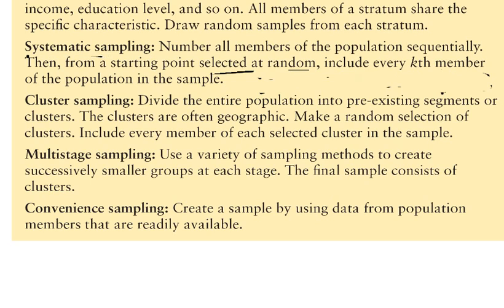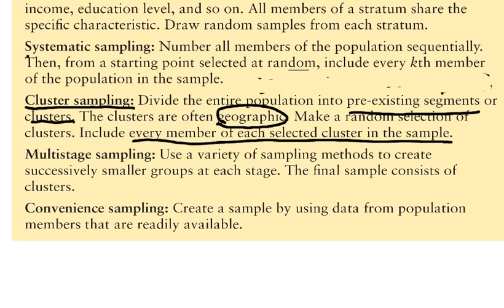All right, the next type of sampling would be cluster sampling. In cluster sampling, you're dividing the entire population into pre-existing segments or clusters. It might be geographic. So you're going to look at everybody in the Northeast, everybody in the Southeast, everybody in the Midwest, everybody in the West, whatever the case may be, Northwest, Southwest, and so forth. Once you identify the clusters, you'd make sure that you're including every member of each selected cluster in your sample.